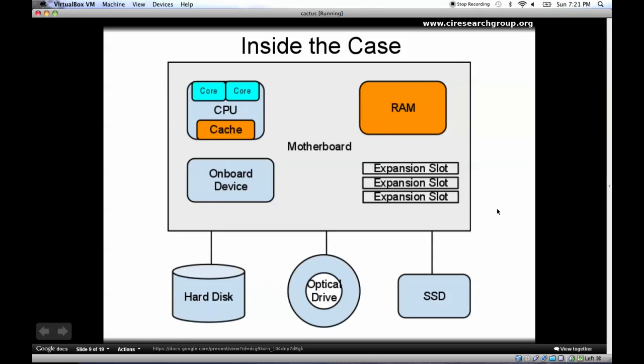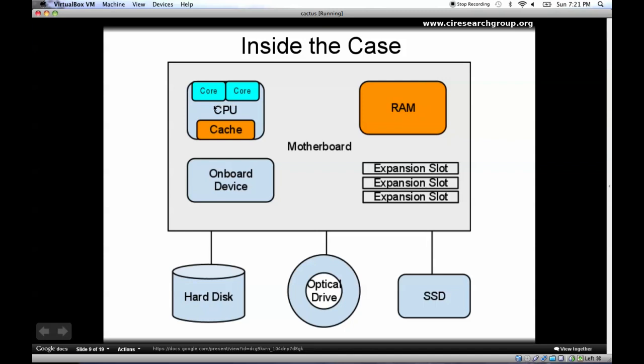And here's a conceptual view of what the inside of a computer system looks like. Here we have the motherboard, which has some expansion slots. These are normally used for add-in cards to be plugged in to add functionality to the system. Onboard devices, which are soldered onto the motherboard and are not removable. One or more CPUs, which are typically removable. These are typically separate chips.